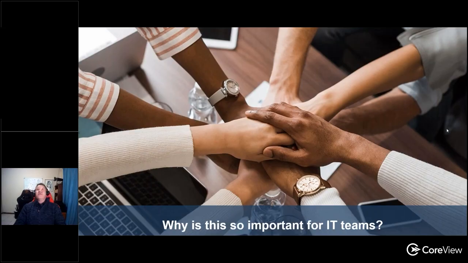In my, it's now 18 years in IT, most people, I know there's a saying that says everybody leaves because of bosses. In the IT industry, people leave if they don't have the right tool set to do their job. This is why, for me, this is important for an IT team. It makes life easier. It makes it simpler. It automates a lot of parts.